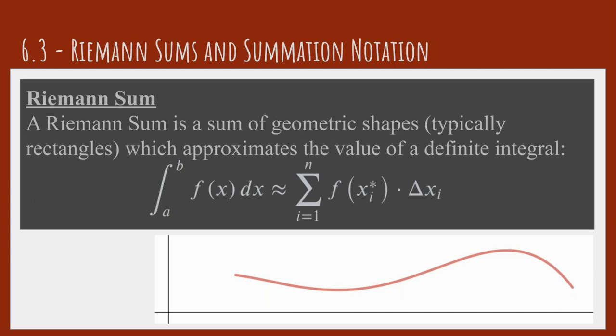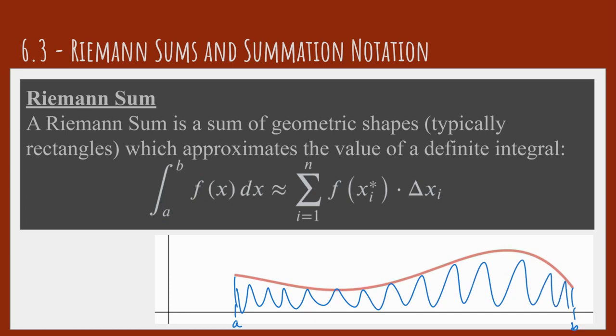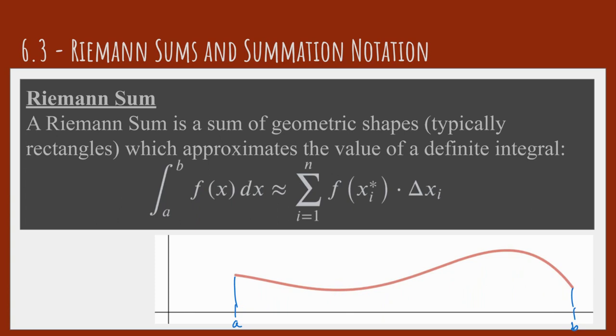So a Riemann sum is a sum of geometric shapes. We are typically going to use rectangles, but we'll also see trapezoids. And the sum of the areas of the shapes is going to approximate the value of a definite integral. So if you remember, if we are evaluating a definite integral, and I'm going to use a and b here because those are our limits on the integral, that integral represents the area between the x-axis and the curve between x equals a and x equals b. Well, a Riemann sum is going to be a geometric area approximation for that integral.